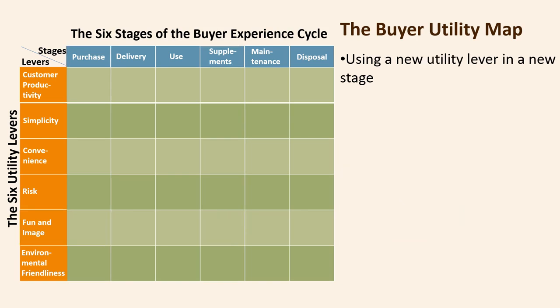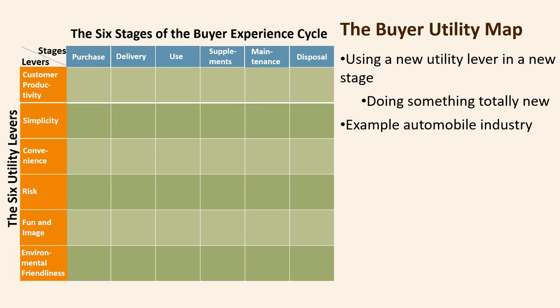This last possibility is using a new utility lever in a new stage. Sometimes the most rewarding innovation is doing something completely new and changing the game's rules in an industry. Here is an example from the automobile industry. The rules were changed radically when somebody introduced leasing contracts. This removed part of the risk from the customers, as their monthly expenses remained almost constant as maintenance is part of the contract. The risk regarding the loss of value of the car was also disposed.